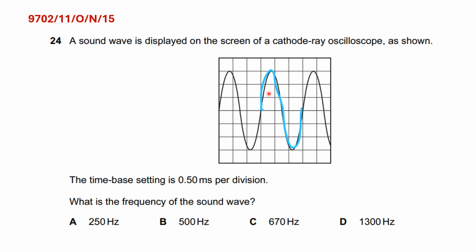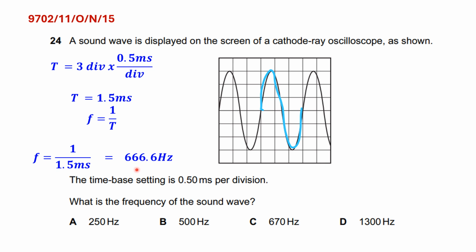In this case, we have 1, 2, 3. So 3 divisions, because now boxes is being replaced with the word division. So 3 divisions correspond to one cycle or one period. To convert to seconds, we need to do this: 3 divisions times 0.50 milliseconds per division, and the period is 1.5 milliseconds. The frequency is the inverse of the period. Type in your calculator and you get 666.6 hertz, which is 670 hertz.